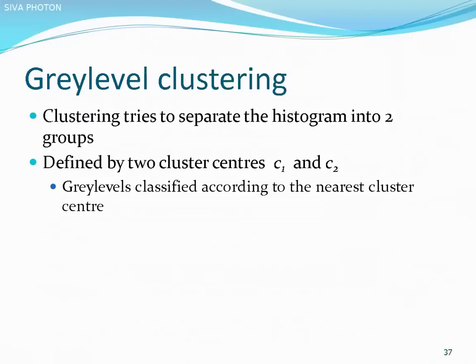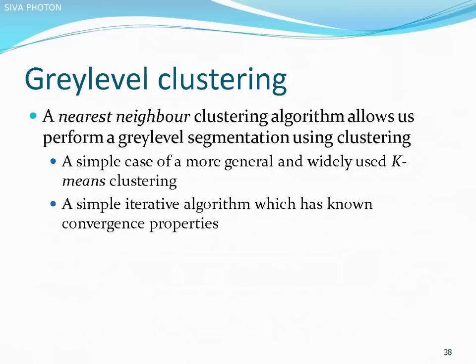Okay, so till now we have seen the threshold based segmentation. Now we are going to see clustering. Clustering tries to separate the histogram into two groups. Consider a class of 20 students which has 10 girls and 10 boys. Clustering will divide them into two groups, one group with boys, one group with girls. So the first group you consider C1, second group C2. Gray levels are classified according to the nearest cluster center. Then we have to apply the concept of the nearest neighbor clustering algorithm.